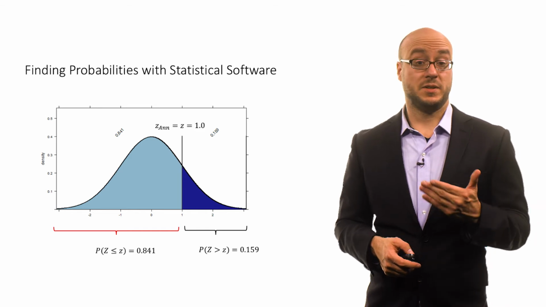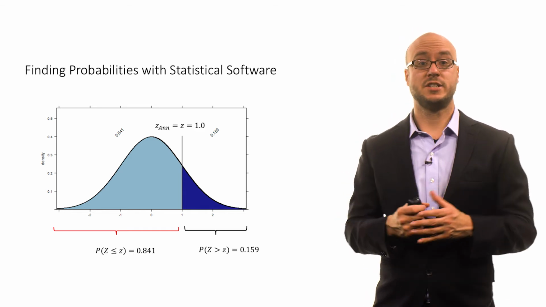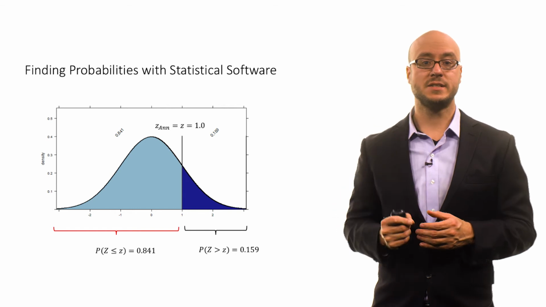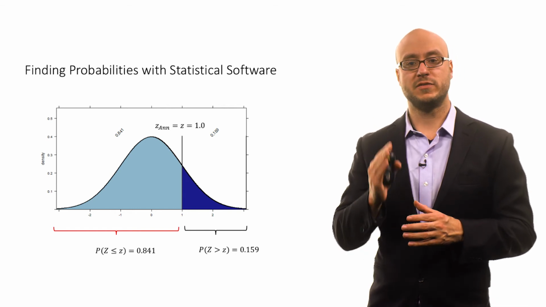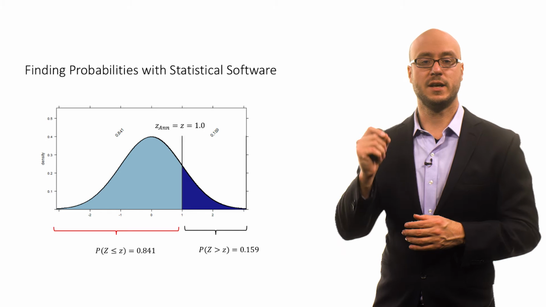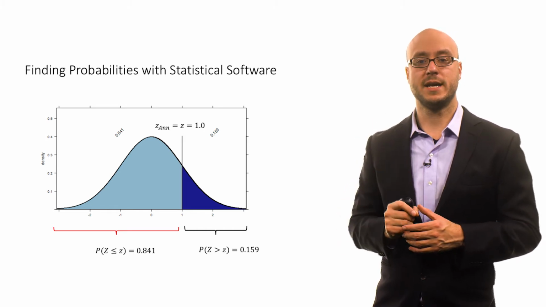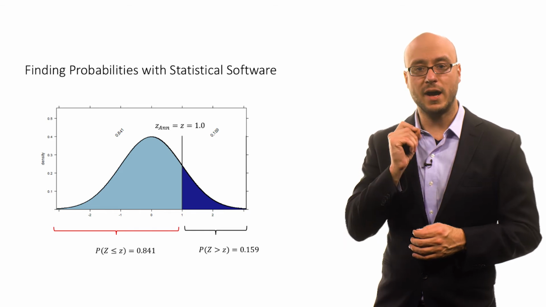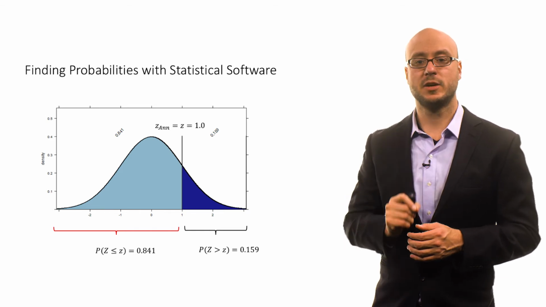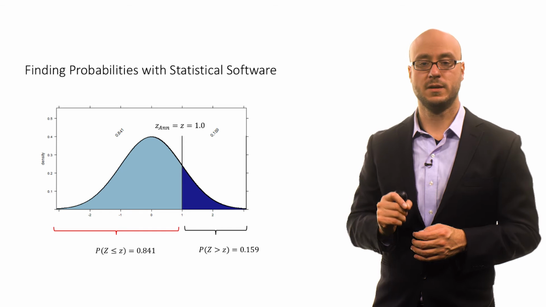Finding probabilities with statistical software, well, you can visualize the distribution here. You can see Anne's z-score, and you can see that we've chunked the distribution in terms of getting a z-score less than or equal to Anne's, and getting a z-score greater than Anne's. And you can see the probability of obtaining a z-score less than or equal to Anne's is about 0.841.